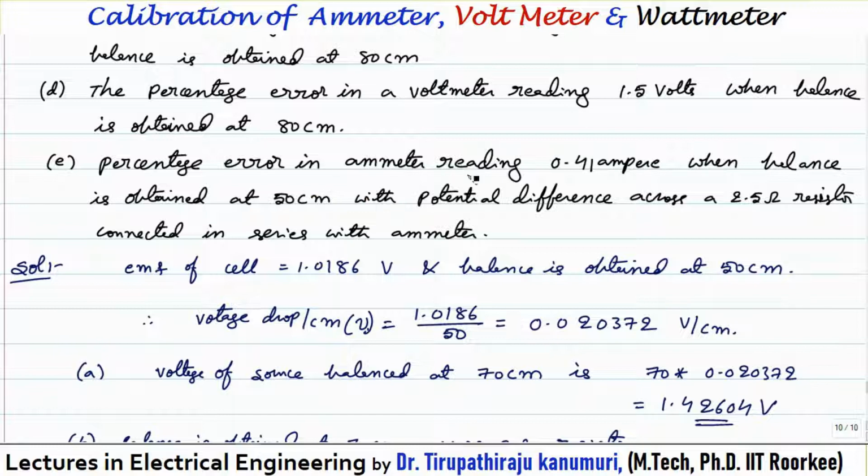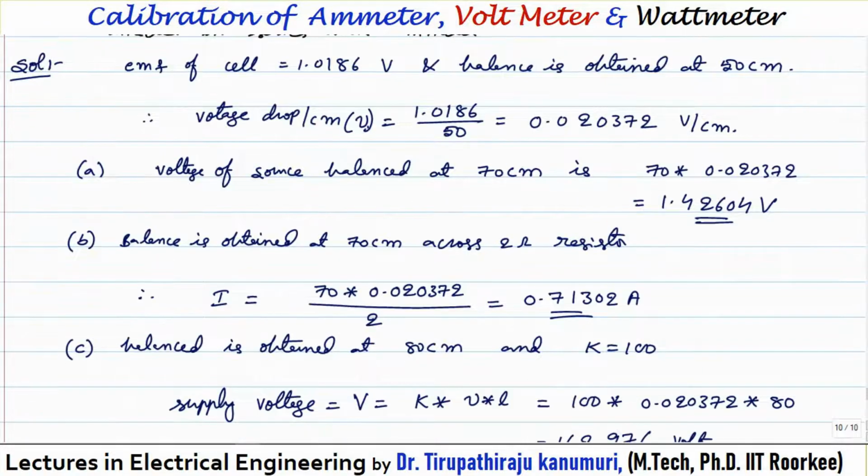Percentage error in the ammeter reading of 0.41 amperes when balance is obtained at 50 centimeters with the potential difference across a 2.5 ohm resistor connected in series with the ammeter. That means the voltage is measured across the 2.5 ohm resistor connected in series with the ammeter, and balance is obtained at 50 centimeters. So let us see them one by one.